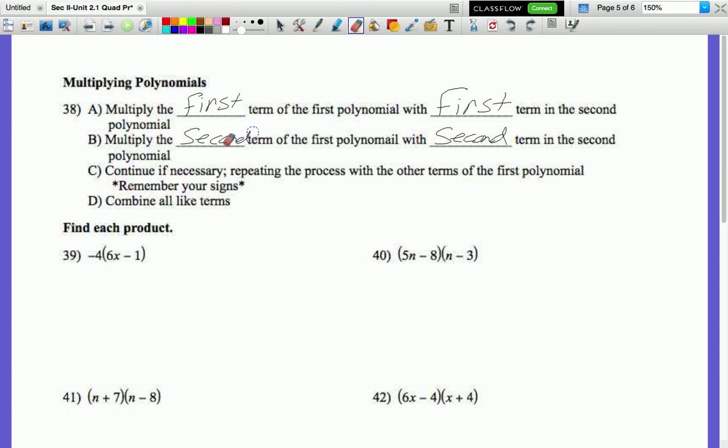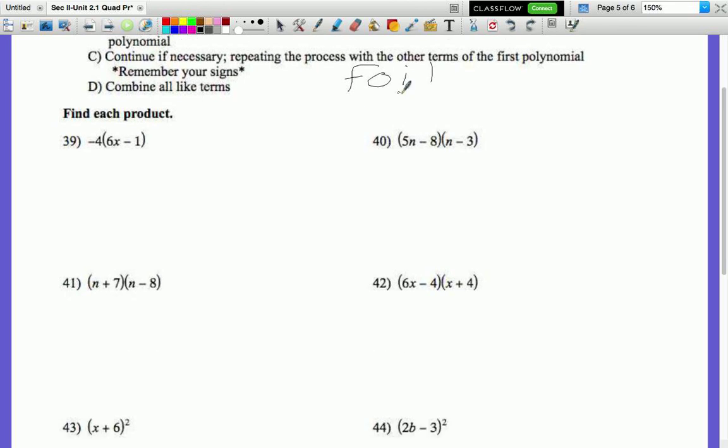Change this, the first, second to first. So you take the first term, you multiply it by the first term, you take the first term again, multiply it by the second term. You continue the process if necessary, remember your signs, combine all like terms. Basically, there's a word that you can use. It's called FOIL. The F stands for first, the O stands for outsides, the I stands for the insides, the L stands for last.